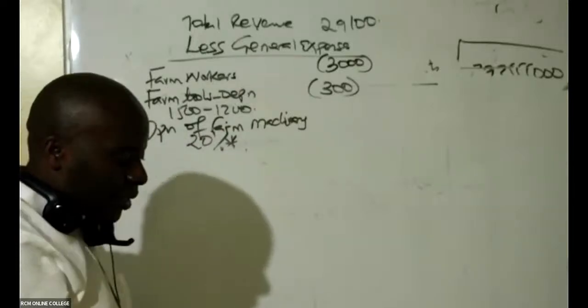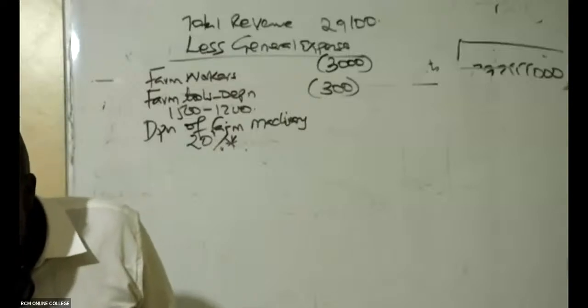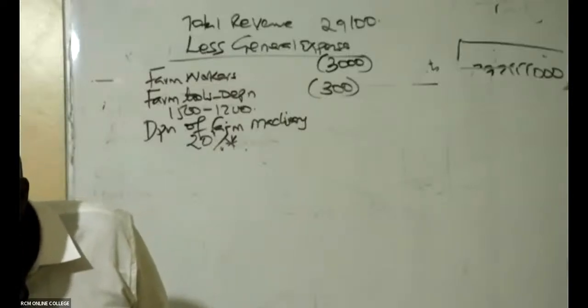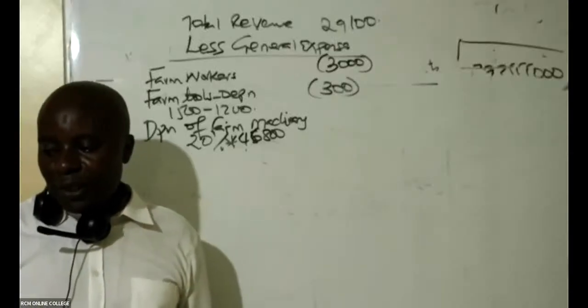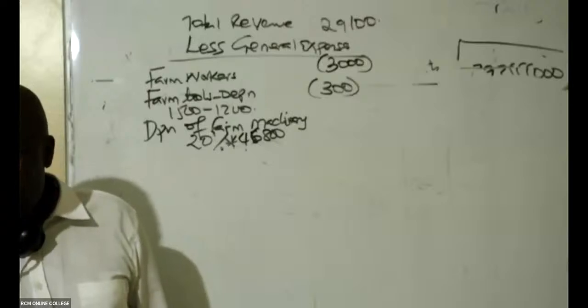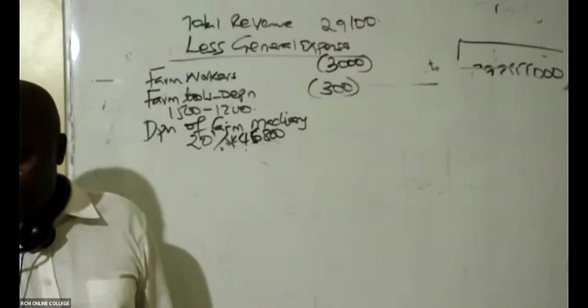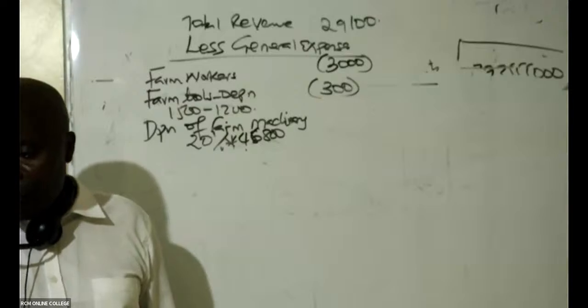So go to your trial balance. In your trial balance, you should be able to look for information regarding the farm. You can see the farm machinery is 46,800. So 20% of 46,800. Is there someone who is able to give me this depreciation of farm machinery? Depreciation of farm machinery, Betty Koech, 9,360. I'm waiting for somebody else to confirm.